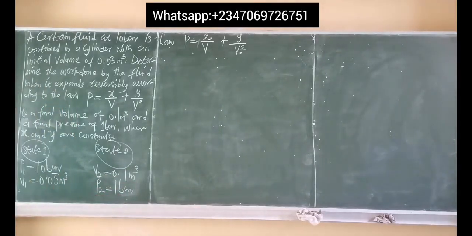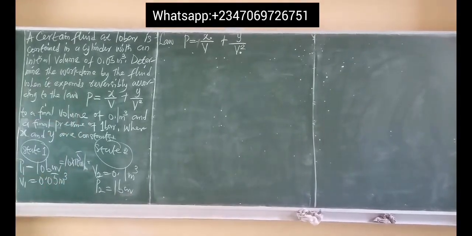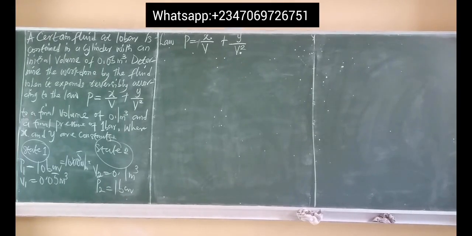Not forgetting, you always convert your pressure in bar to Pascal. So 10 bar simply means 10 by 10 to the power of 5 newtons per meter squared, or Pascal, and 1 bar simply means 1 by 10 to the power of 5 newtons per meter squared. Always convert your pressures to Pascal. So these are the conditions at state 1 and at state 2.